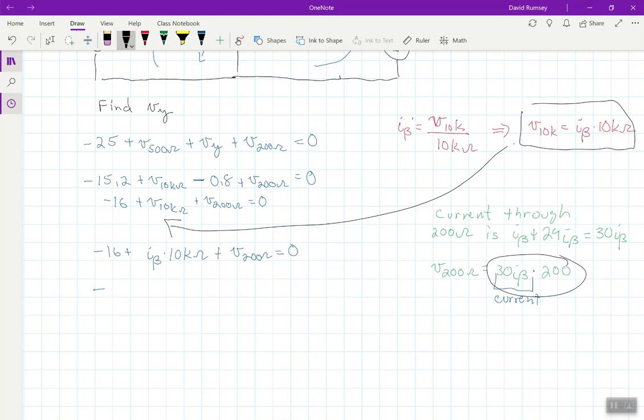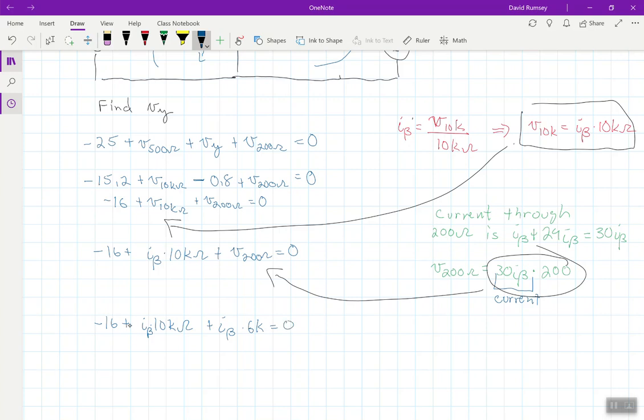So I'm going to substitute this in to here, and I wind up with minus 16 plus I beta times 10k, plus I beta times, if I do 30 times 200 and put it in engineering notation, 6k, which is equal to 0.